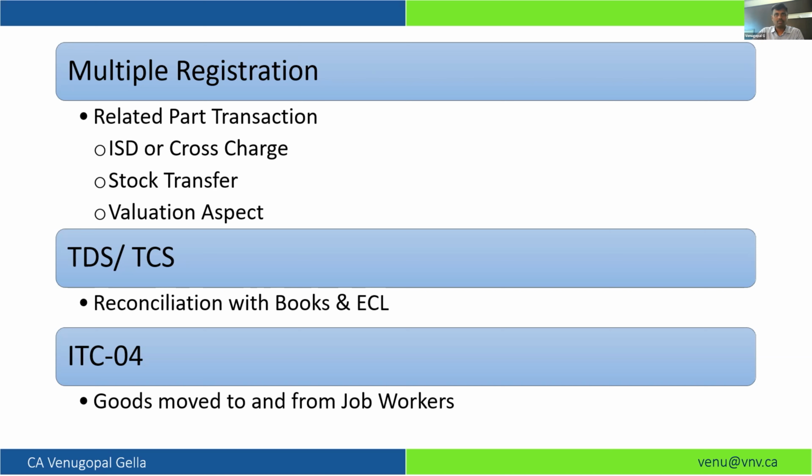However, if 100% ITC is not available, then you need to be very careful about what you are billing, because there may be a case where your branches or head office may be making exempt plus taxable supply. At that time, you need to be very careful while doing your GST reconciliation and GST tax discharge. TDS and TCS.